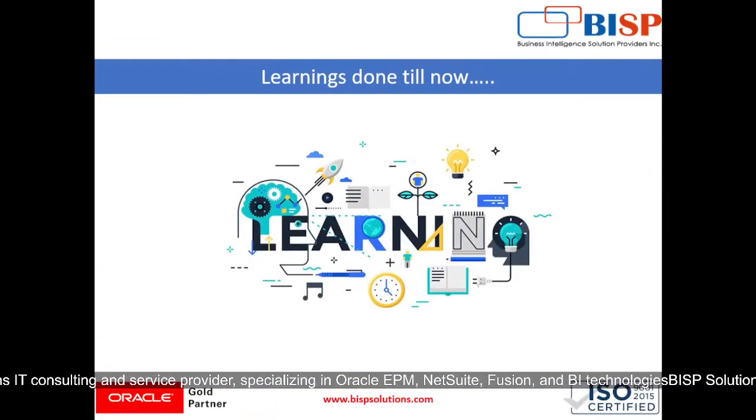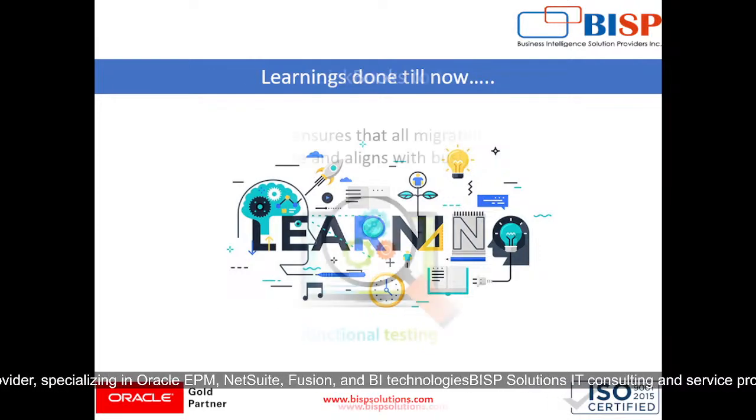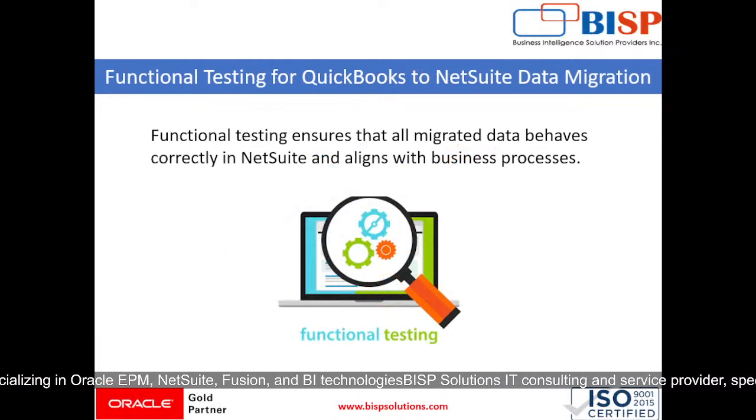So in our previous sessions, we have learned about functional testing, user acceptance tests and providing user manuals and documentation. So starting with functional testing for QuickBooks to NetSuite data migration. Functional testing is done to ensure that the system operates according to business requirements by verifying each module's functionality. It also covers workflows, transactions, reports and system configurations.